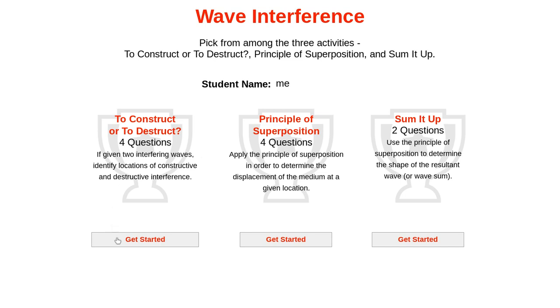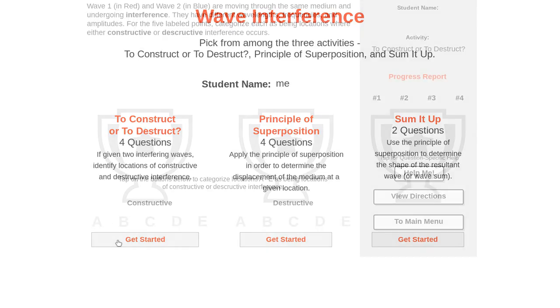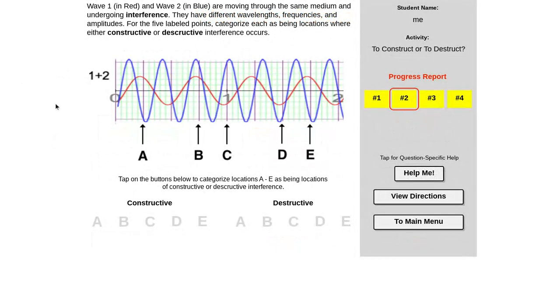The first one is called Construct or Destruct. Get started on it here. All we need to do in this level is decide if there's constructive or destructive interference along the vertical positions of points A, B, C, and D. We just have to click down here which ones are constructive and which are destructive. If you watched my last video, this should be pretty simple.